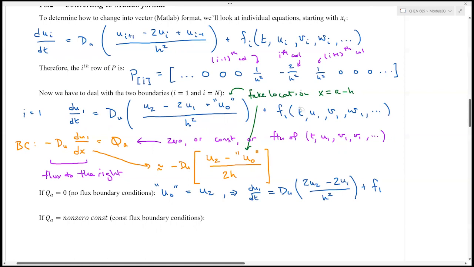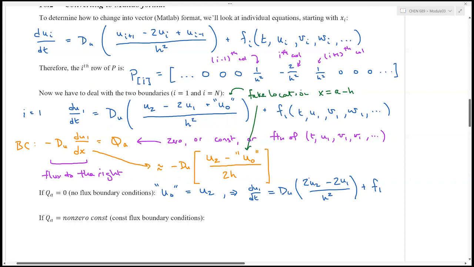And so the only thing that happened here, you still had this f, but now this u0 is equal to u2, so you combine those two to get 2u2. And so that's the simplest example of what you would do. And in that case, the first row of this matrix P would have a -2 in the first element, a 2 in the second element, and everything else is 0.